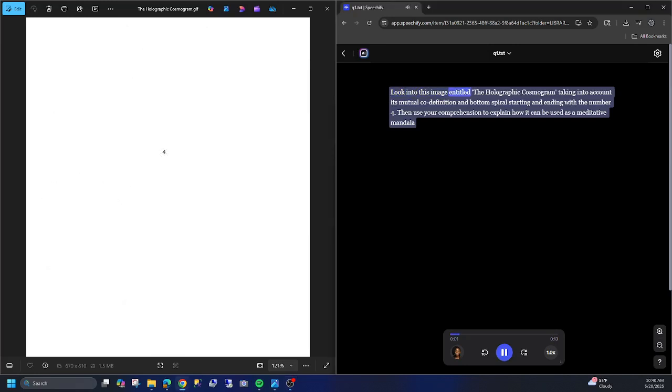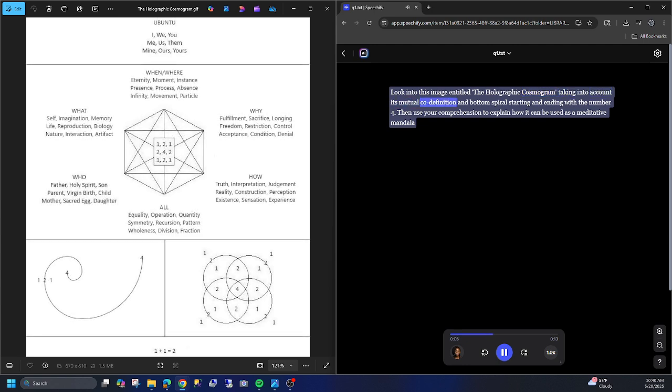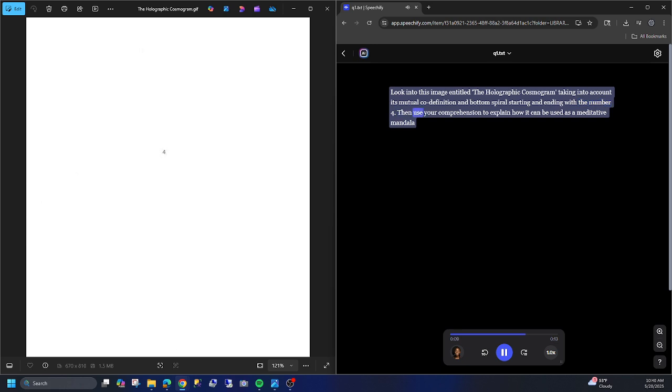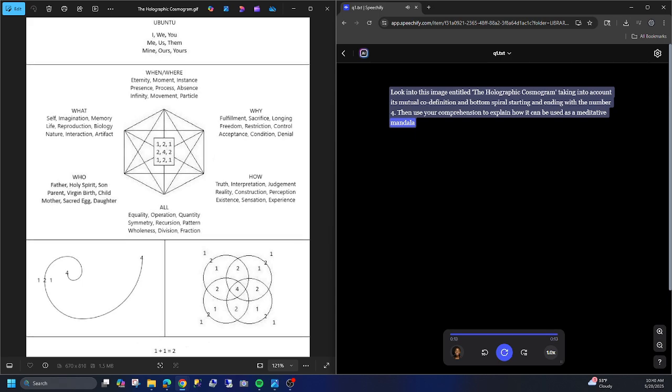Look into this image entitled The Holographic Cosmogram, taking into account its mutual co-definition and bottom spiral starting and ending with the number 4. Then use your comprehension to explain how it can be used as a meditative mandala.